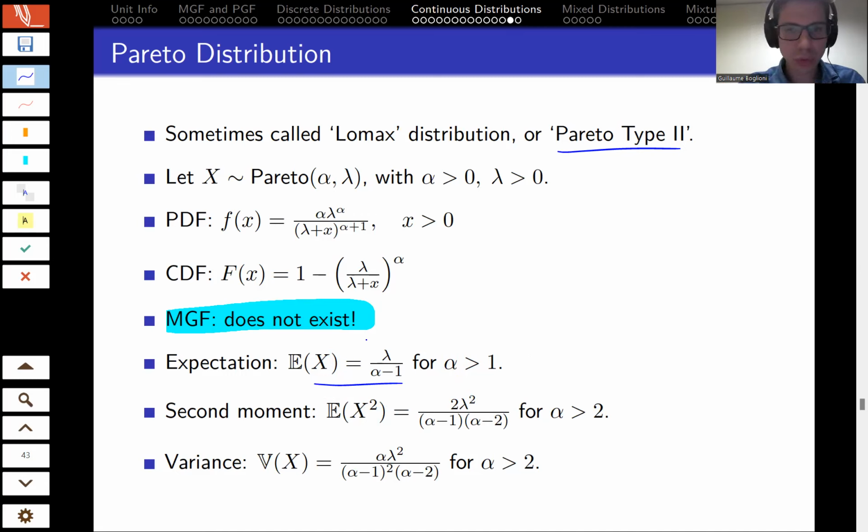So you don't have any expression. Some people say the expectation is infinite, some people say the expectation is undefined. But in any case, you don't have any expression. It's not a number. Now, second moment, same thing. It's defined, but only for specific values of alpha. If alpha is smaller than or equal to 2, the variance and second moment don't exist.